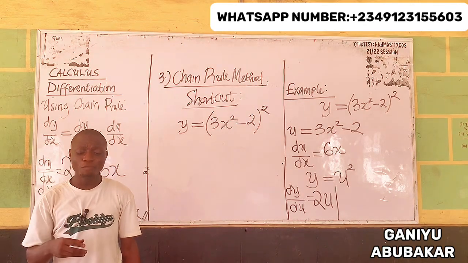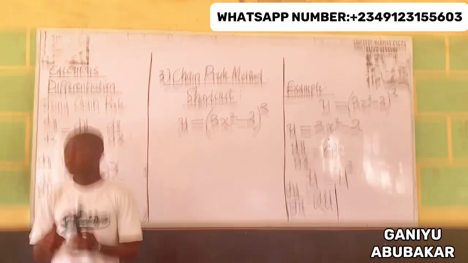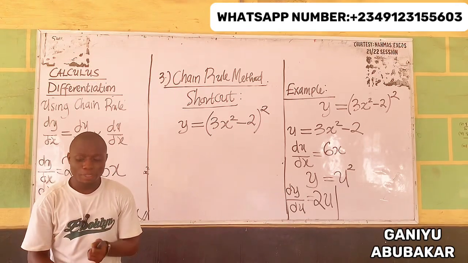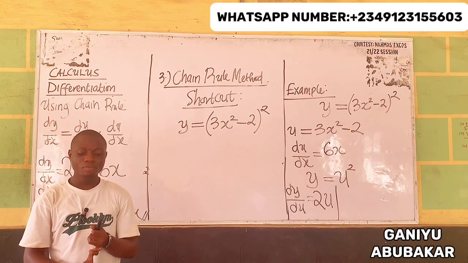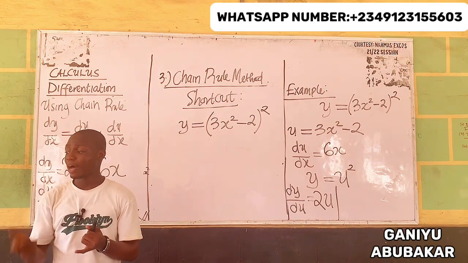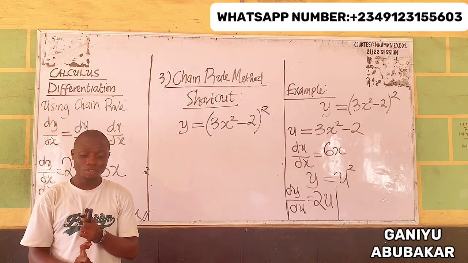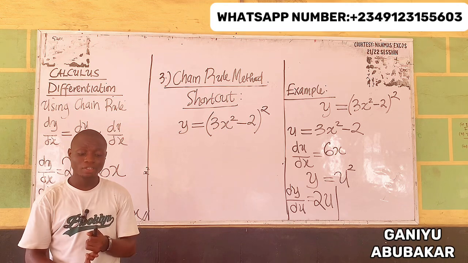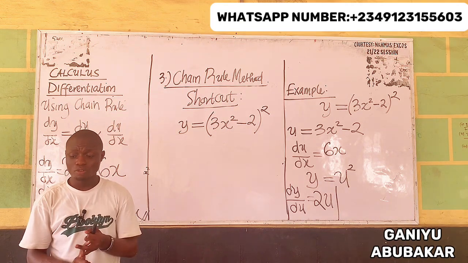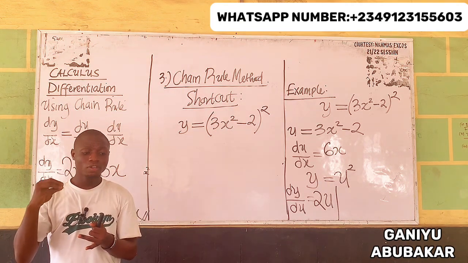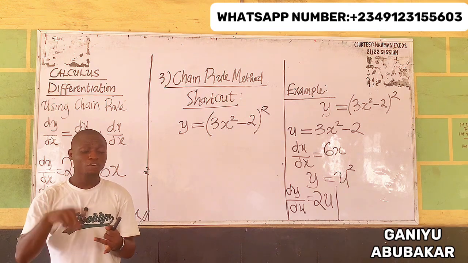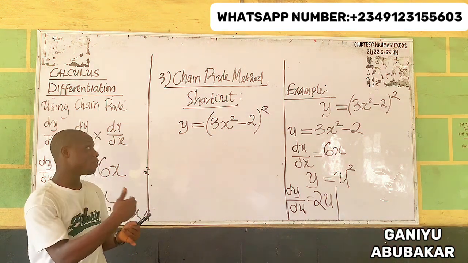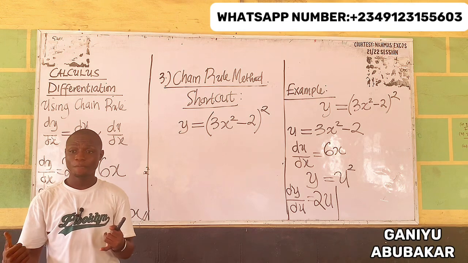Steps involved in solving chain rule shortcut, please. Number 1, write out the power. Are we good?